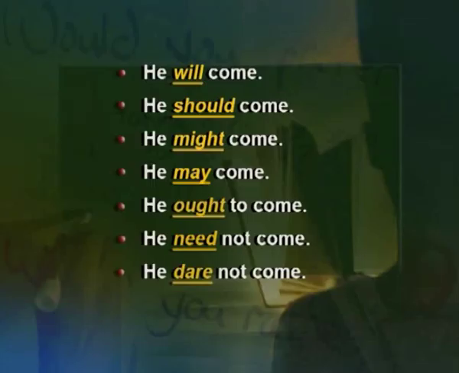He will come, he should come, he ought to come, he might come, he may come, he dare not come, he need not come. In these sentences, the words will, ought to, may, need, dare, etc. show us the possibilities of an action that may take place in the future depending upon the speaker.